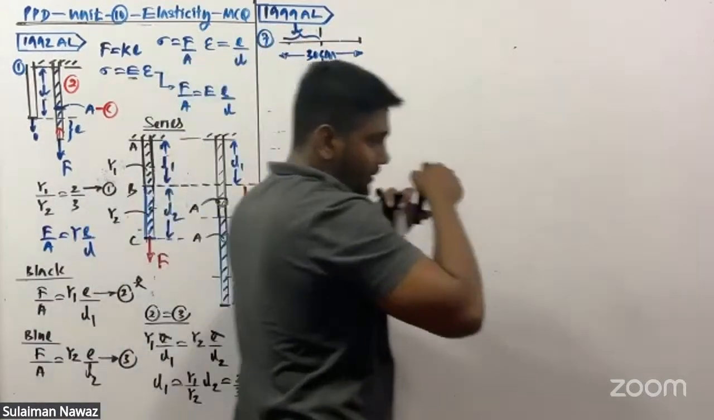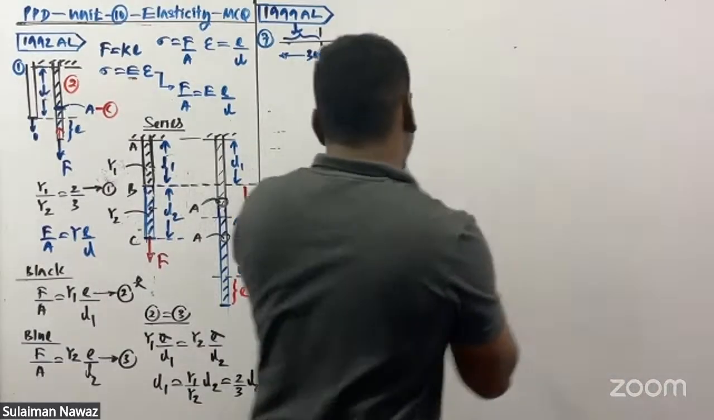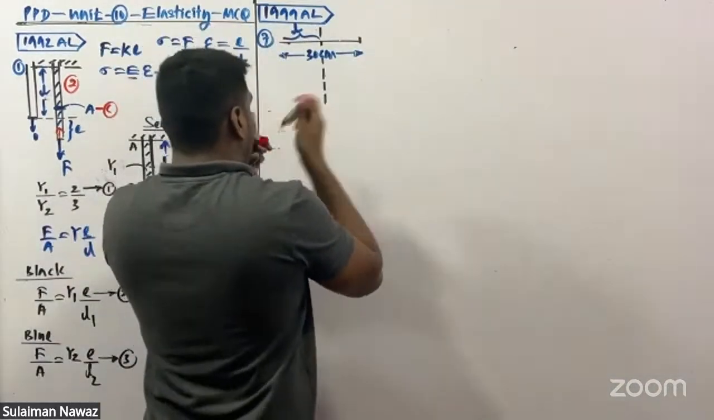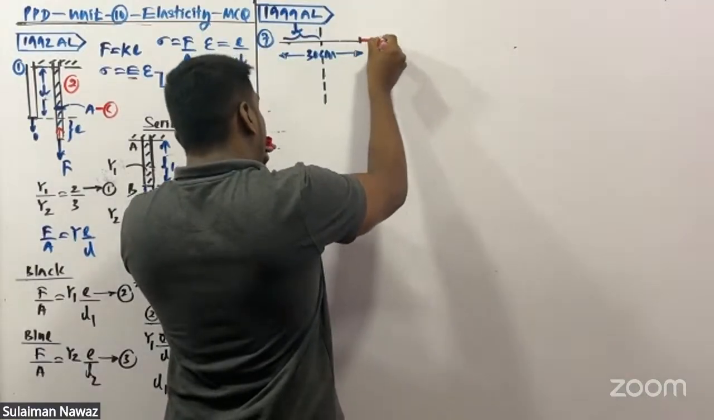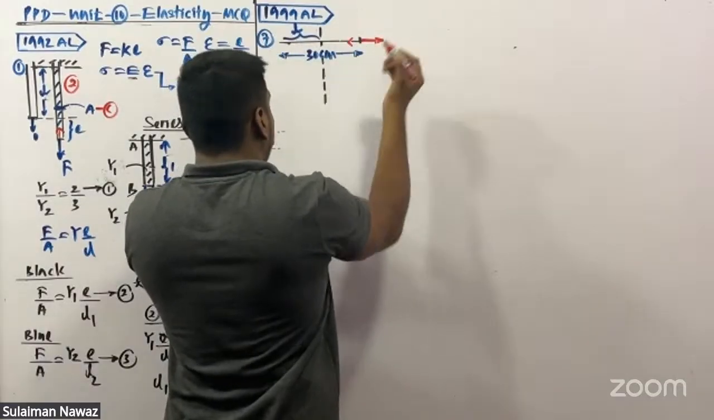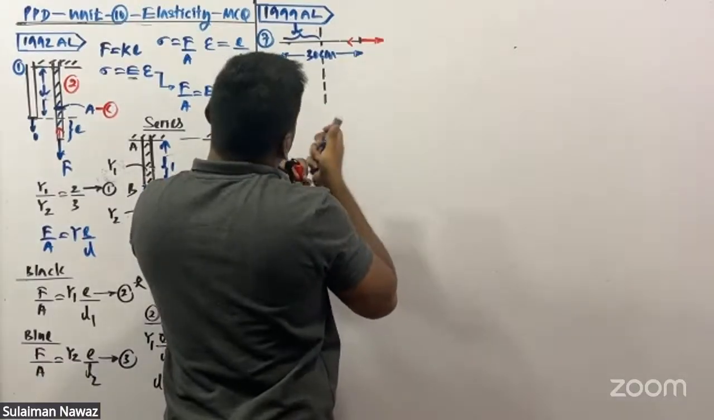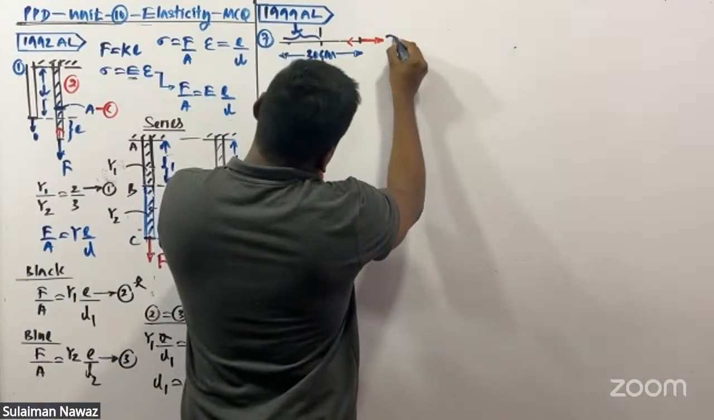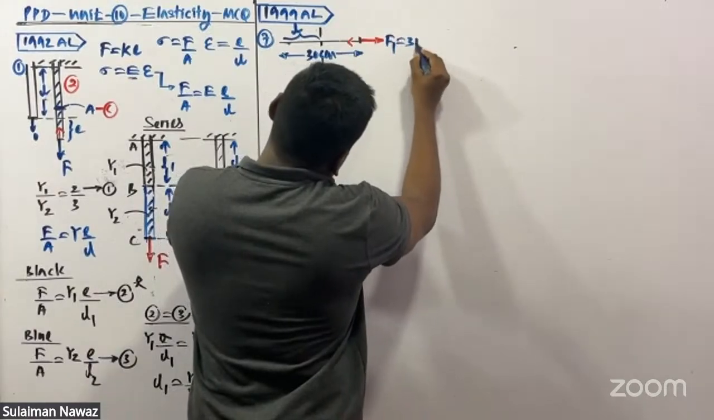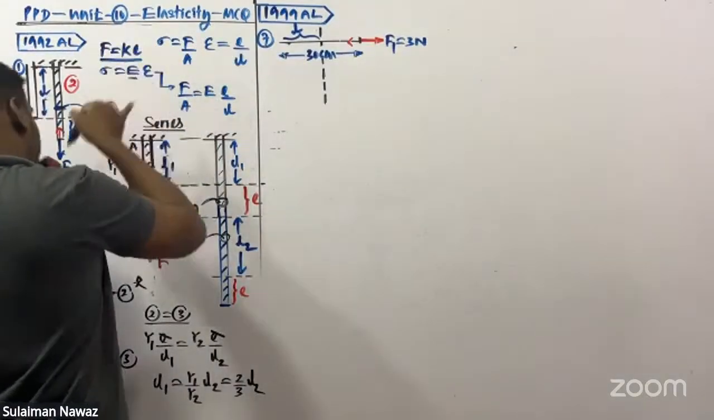Then what is the corresponding tension? The corresponding tension is 3 Newton. The external force that you applied is 3 Newton, that's why the corresponding tension on the string is 3 Newton. Let's say F1 is 3 Newton. Then we can remember this equation, F equals K times extension.